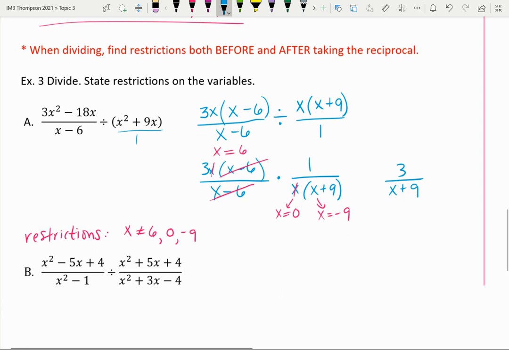X plus 9 is an expression. I can't reduce by 3 unless every term divides by 3. So the 3 and the 9 cannot be reduced. That's it. It stays like that. Don't try to simplify more than seems natural.